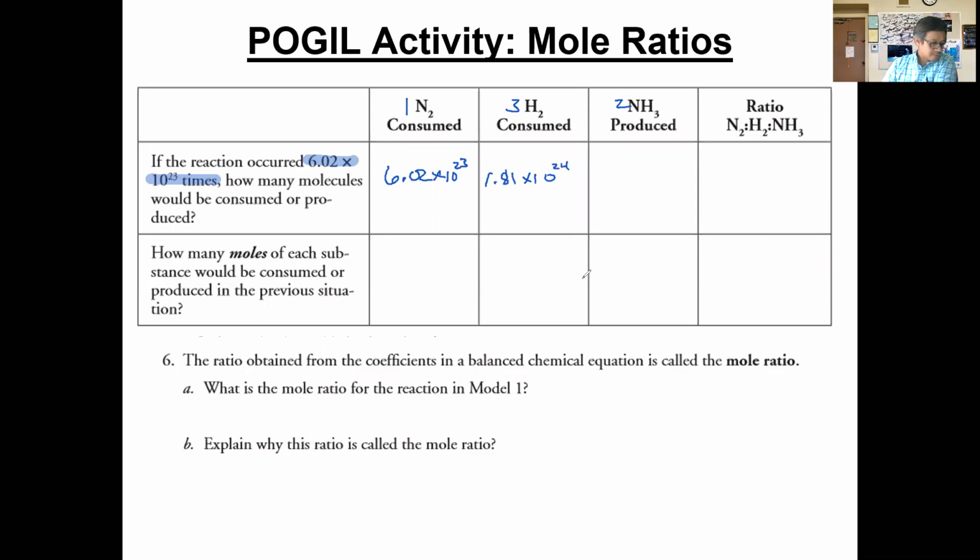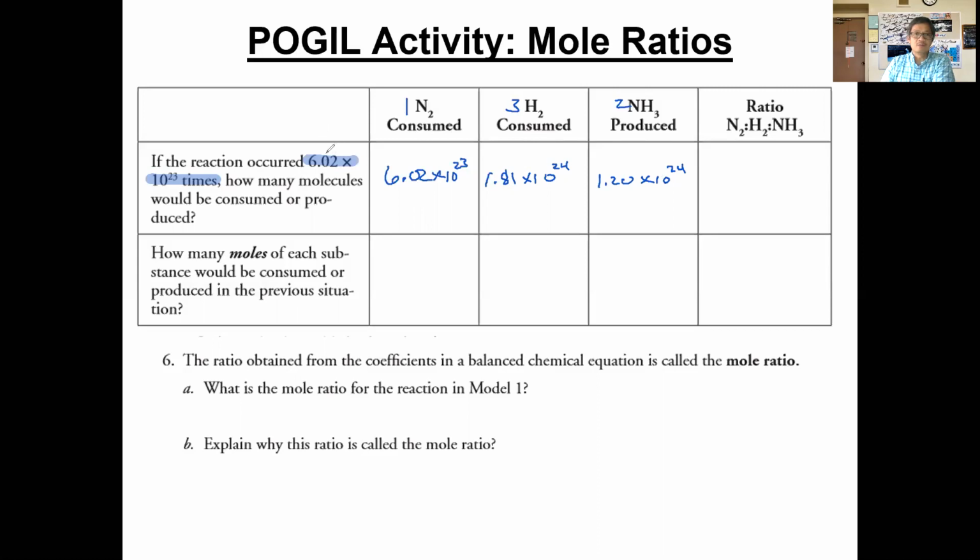And then we're going to form 1.20 times 10 to the 24th here. Okay, so that's how many molecules will form if we run this reaction this many times. This is how many nitrogen molecules we'll need. This is how many hydrogen molecules we'll need. And this is how many ammonia molecules we will form.